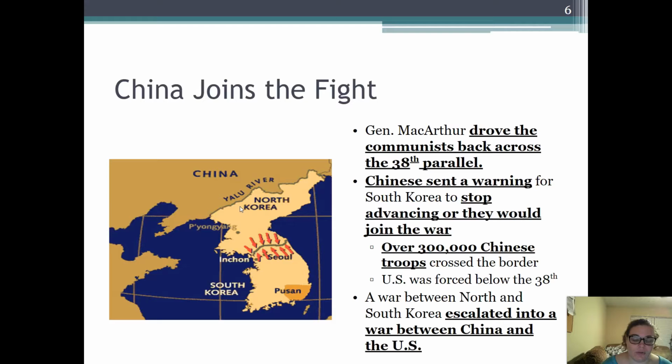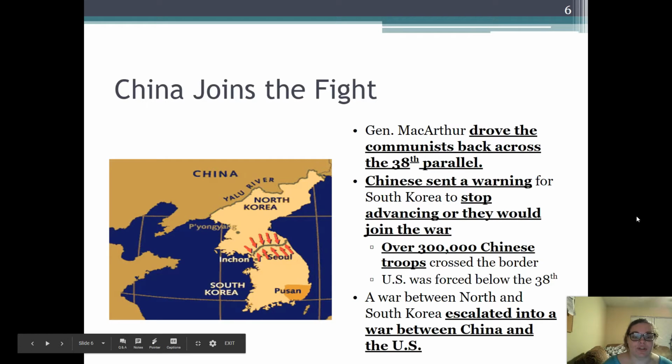We got too close to the Yalu River, and over 300,000 Chinese troops crossed the border and pushed the United States back south. We are forced below the 38th parallel. 38th parallel actually goes right through here. We are forced down to where this line is. That is where most of the fighting took place in the Korean War. Okay. And the war between North and South Korea is going to escalate into a war between China and the United States. And we are fighting it in Korea.